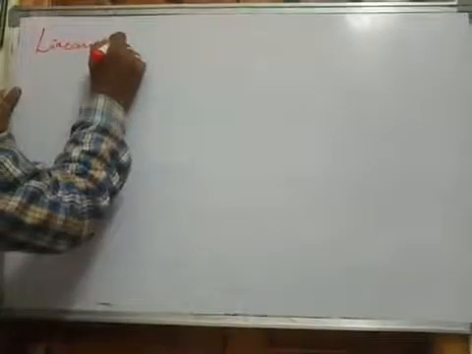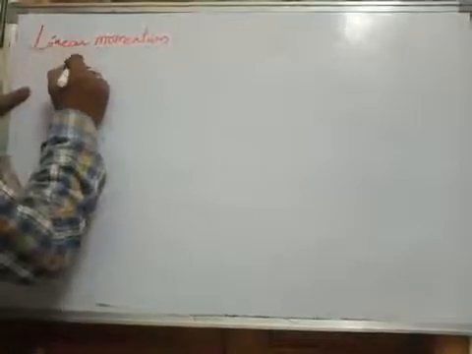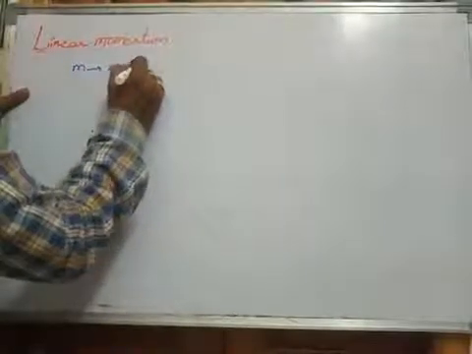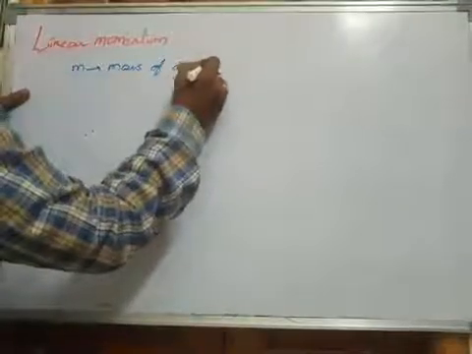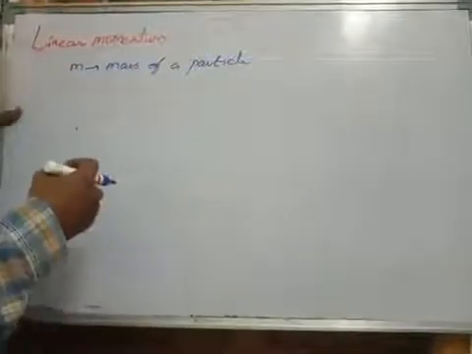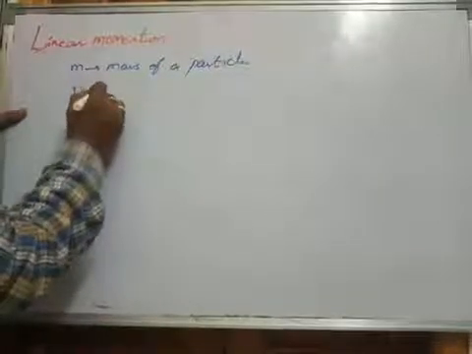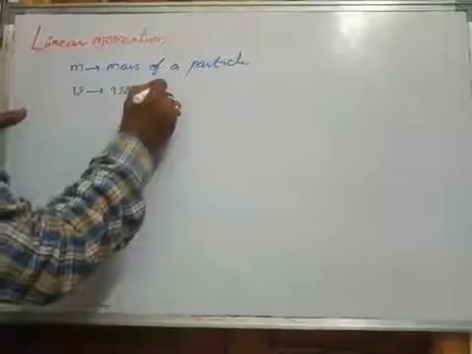Now, today we are going to see what is linear momentum. For example, I'm assuming the mass of a particle is small m. And if it is moving, we are assuming it is moving with velocity v, the velocity of the particle.